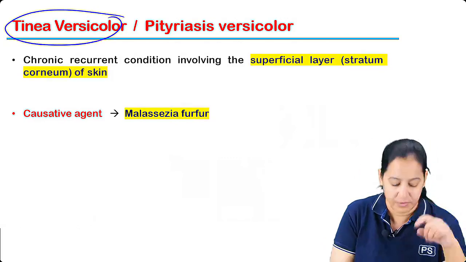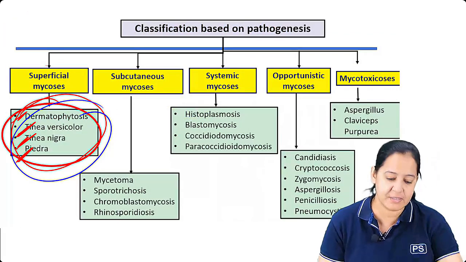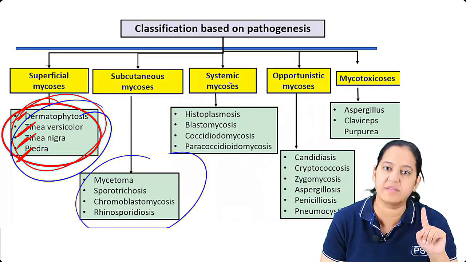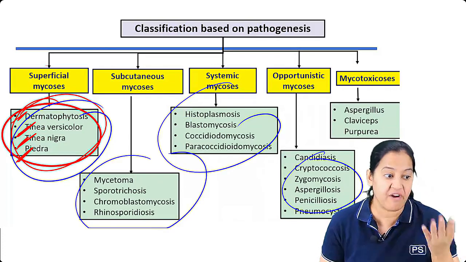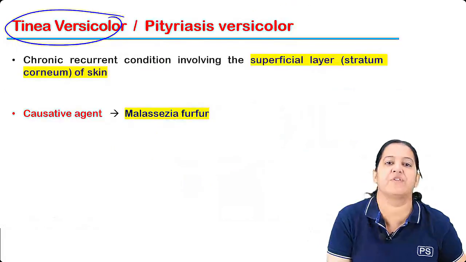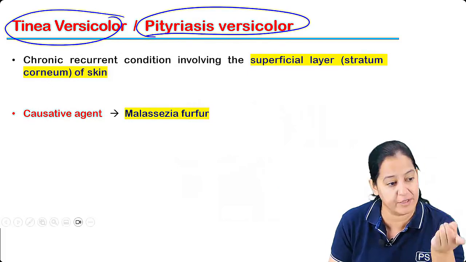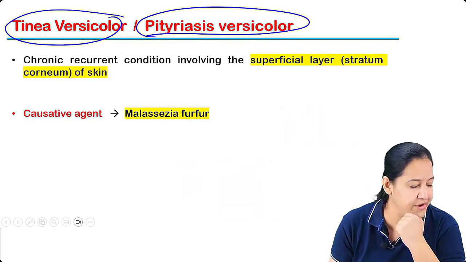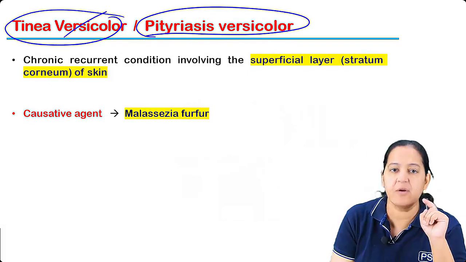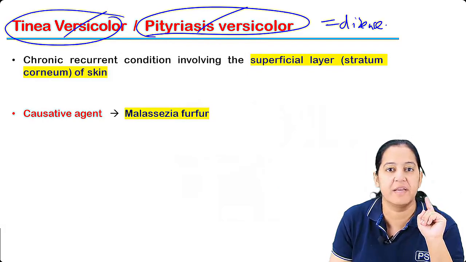Listen to me. These four are the names of the diseases, not fungus. These four are the diseases caused by the fungus. Mind my words. These are not fungus. Now, tell me the causative agent of Taenia versicolor. First, Taenia versicolor is also known as Pityriasis versicolor. Write down the other name. Taenia versicolor, also known as Pityriasis versicolor, is a disease. It's not a fungus. It is caused by a fungus.